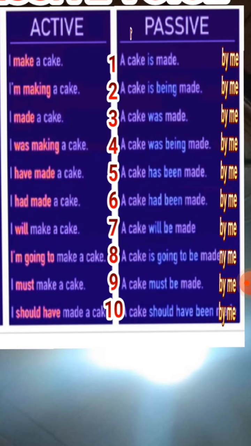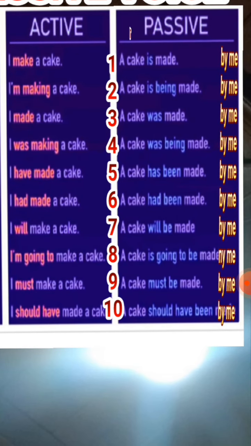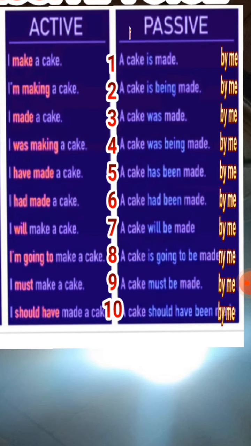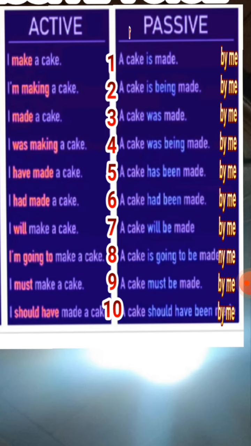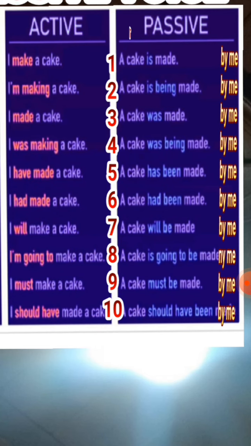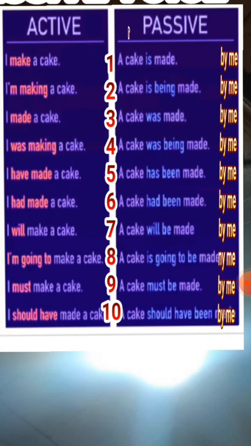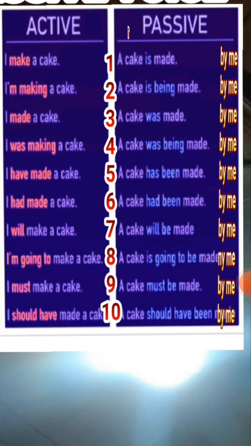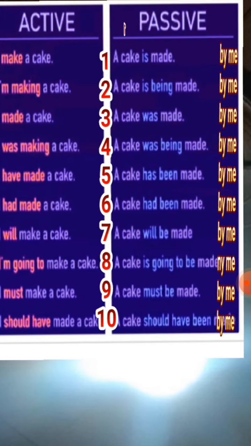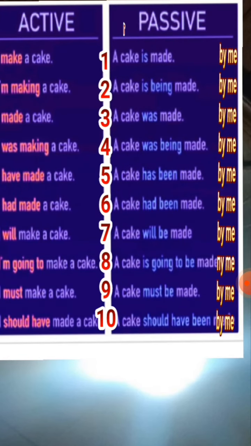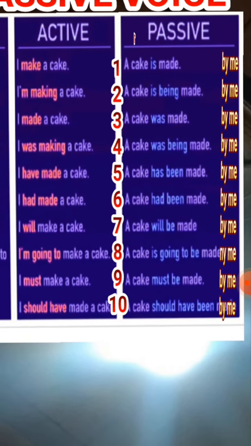Example number 6: the sentence is in the form of past perfect. From active voice, I had made a cake. We put a cake as the subject in passive. A cake had been made by me.